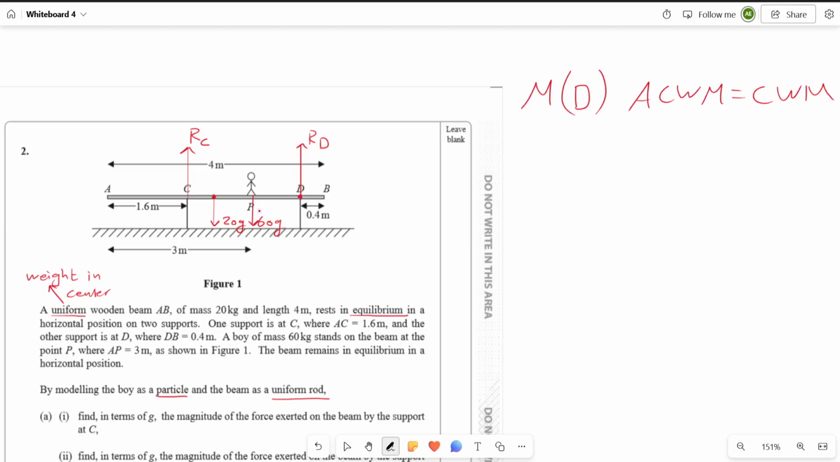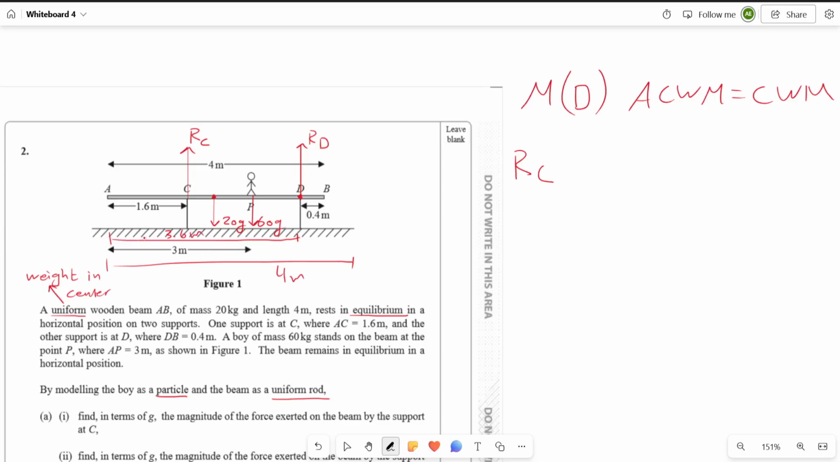First of all, I like to go from the furthest force and then go inside. So first of all, let's see RC. What's the moment due to force RC about point D? It's going to be the force multiplied by the perpendicular distance. So what's the distance from here up to here? We know that this whole distance is 4 meters, so this distance up to here is going to be 4 minus 0.4, so it's going to be 3.6 meters.